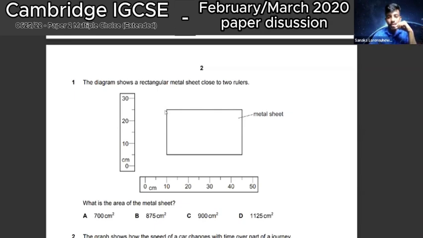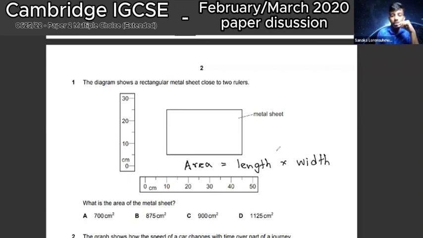Very easy. How do we get the area? In the rectangle, area equals length times width. Let me write it down. Area equals length times width.